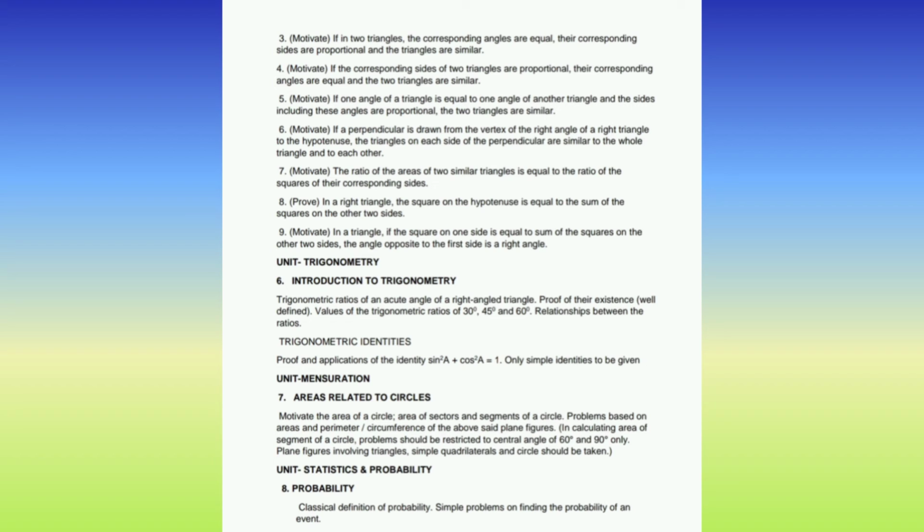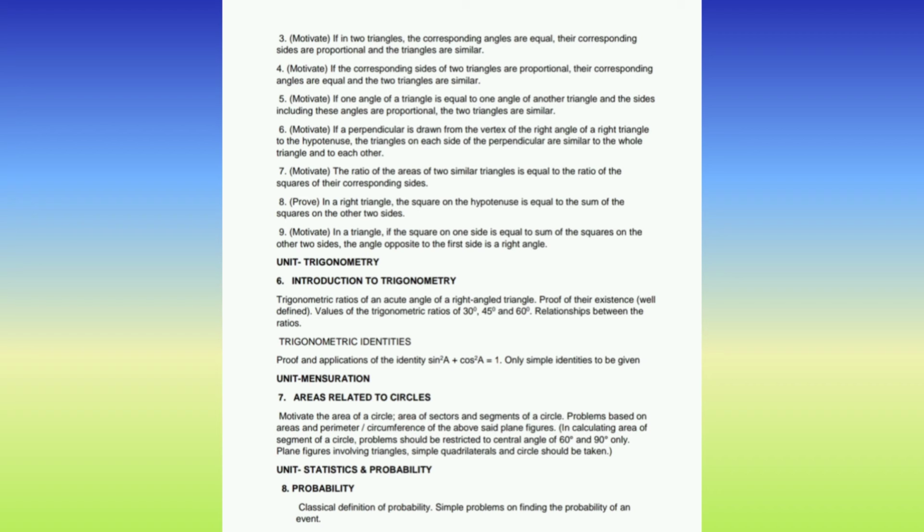In calculating the area of a segment of a circle, problems should be restricted to a central angle of 60 degrees and 90 degrees only. Plane figures involving triangles, simple quadrilaterals and circles should be taken. You have to find out what type of question will come in this mensuration portion. Only mensuration of circles, areas related to circles, are there in your term 1 examination. This is the type of question that will come.